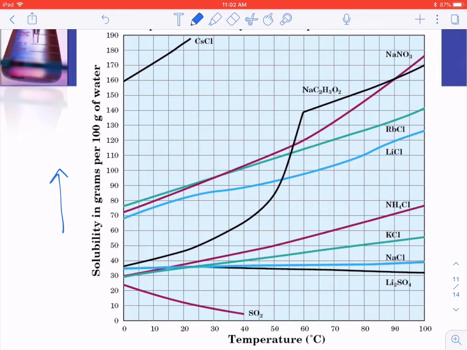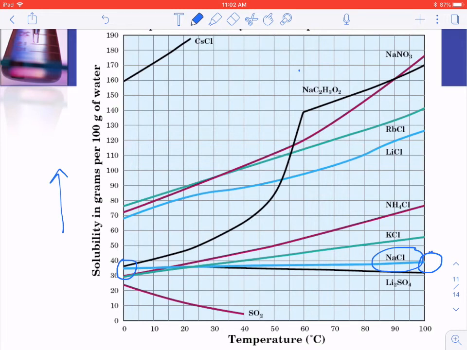So if we look at something like sodium chloride in water at 0 degrees Celsius, it has a solubility around 35 grams per 100 grams of water. And if we get it all the way up to 100 degrees Celsius, it goes up to about 40. So there's only a difference of about 5 grams of NaCl that we can dissolve if we increase the temperature of the water a full 100 degrees Celsius.